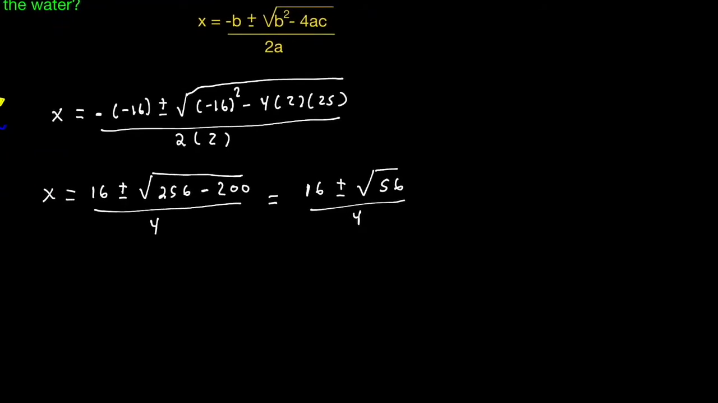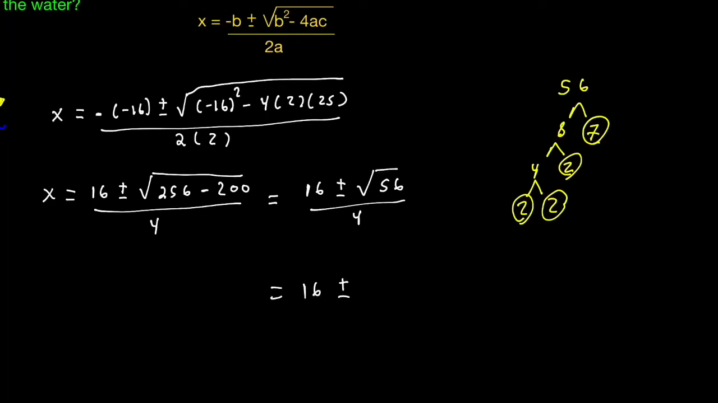The 56, I can simplify it if I get its prime factorization. So here, that's going to be 8 multiplied by 7. 7 is prime. And 8 is 4 times 2. 2 is prime. And then 4 is 2 times 2. I have the entire prime factorization. So here I'm going to get 16 plus or minus, and I can cross out a pair of 2's. That's going to mean that we're going to be able to have 2 outside of the radical. These 2, I can't pair them up, so they're going to remain underneath the radical. And 2 times 7 is 14.